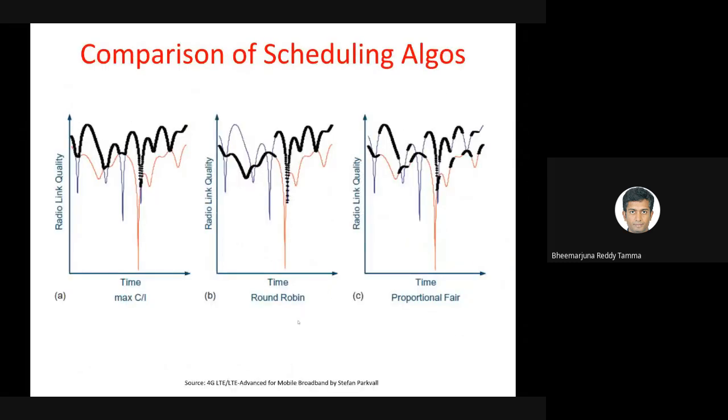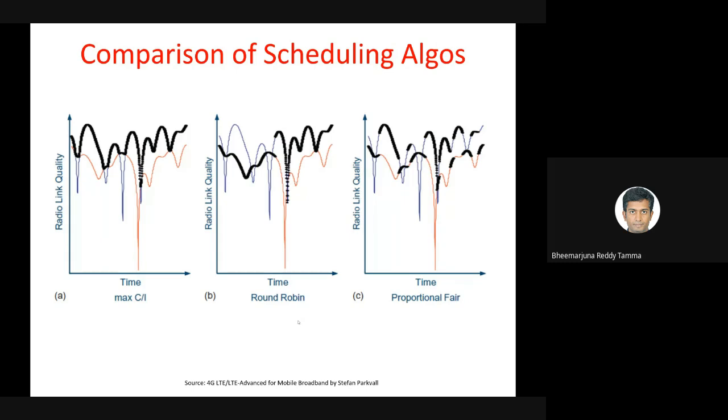So let's look at a small example of how these three algorithms behave when there are two users. Here I have two users, again time versus channel quality. One is blue, the other is red. The first one is maximum CQI or maximum throughput, the second is round robin, and the third is proportional fair. First look at maximum throughput. Here you always look at the user who has the better radio quality. In this case, the blue user has on average better channel quality, so it always ends up serving the blue user.